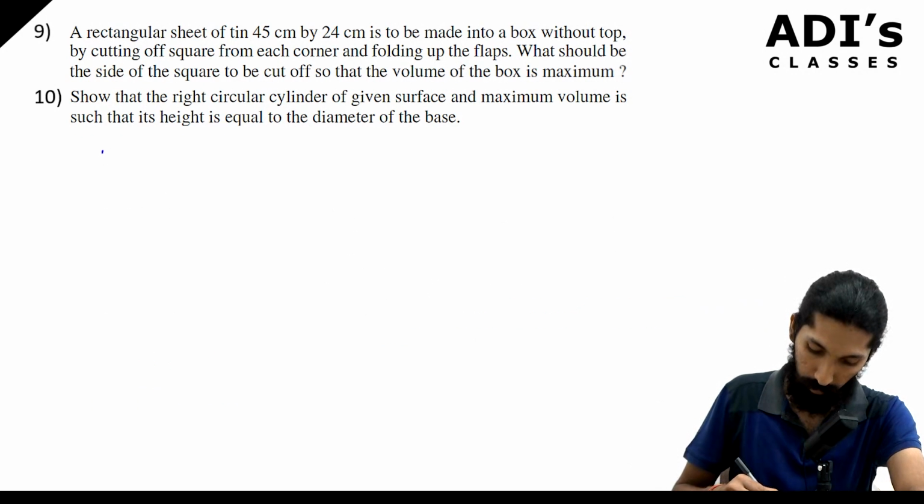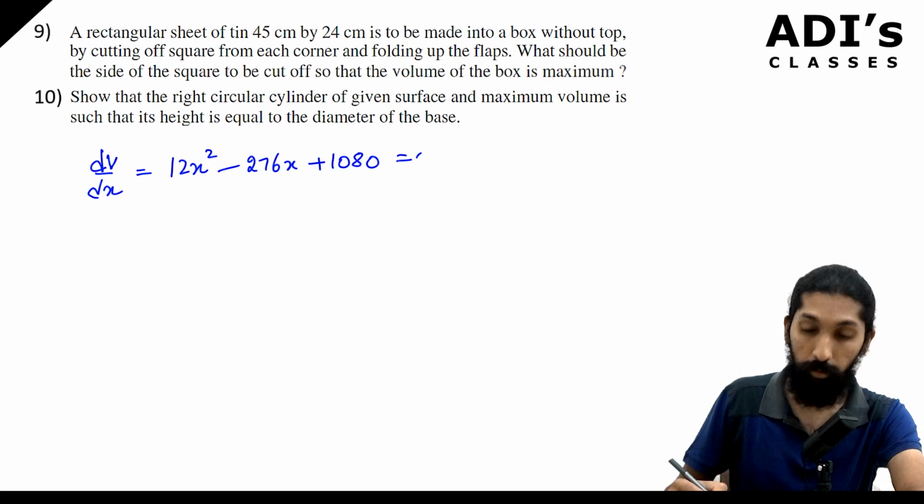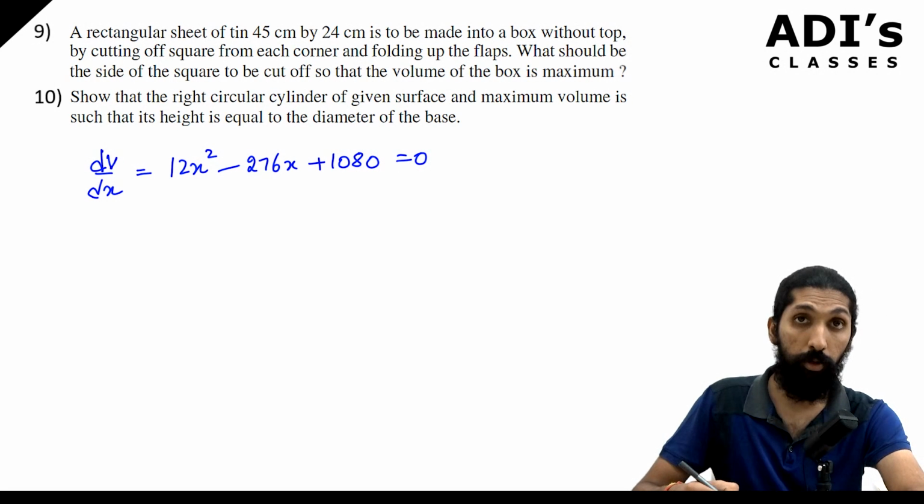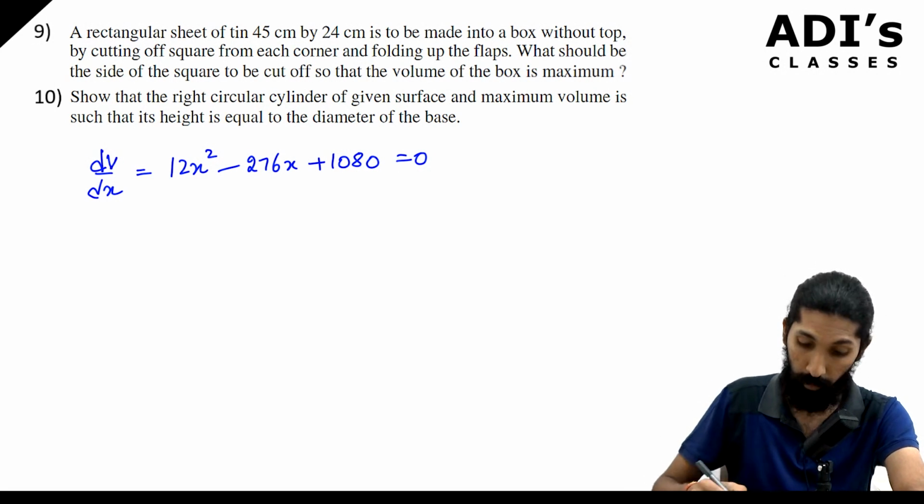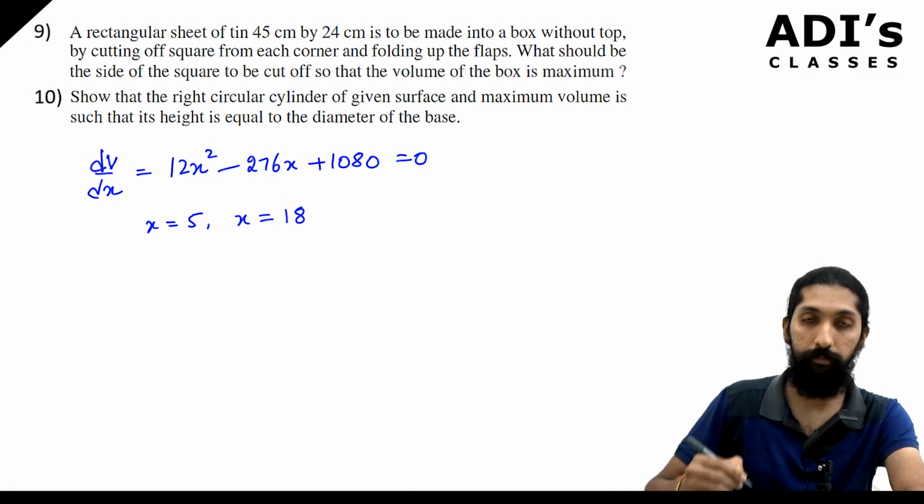See, you have dV by dx, 12x square minus 276x plus 1080. Remember, you have to equate it to 0, correct? That's how you have to find the points of inflection. So when you solve this, you'll get x value as 5 or x value as 18.